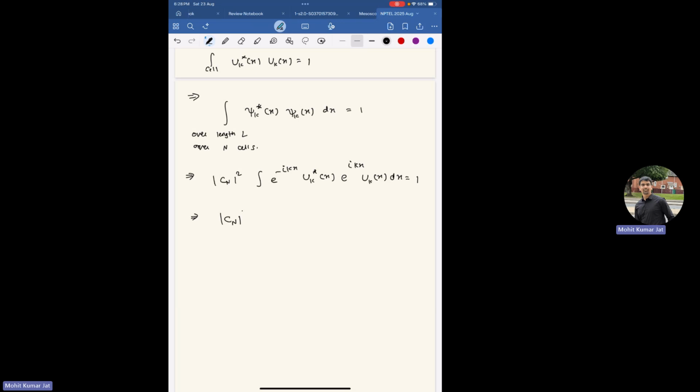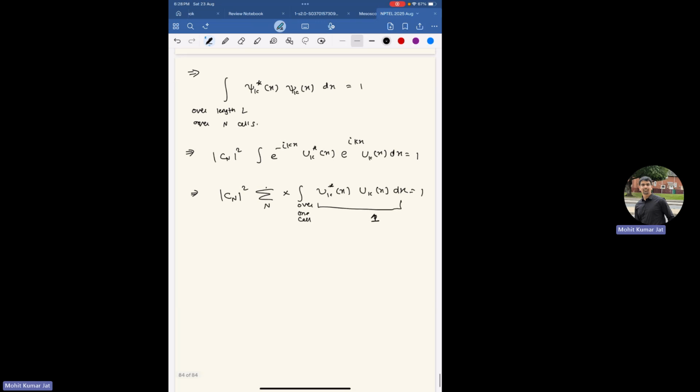So this gives you C_n square, summation over N, because you have N cells, and in one cell your u_k star(x) and u_k is already normalized. So this has a value of 1, this is what we define. Now, if you sum it over n, what will it be? C_n square times n will be 1. So your value of C_n will be 1 over square root of n.